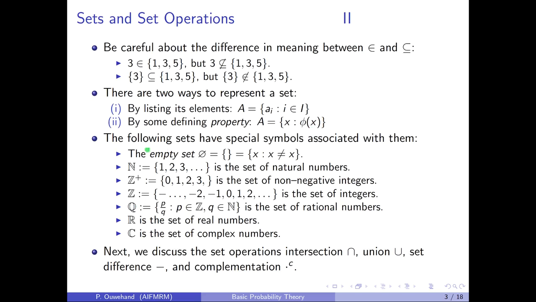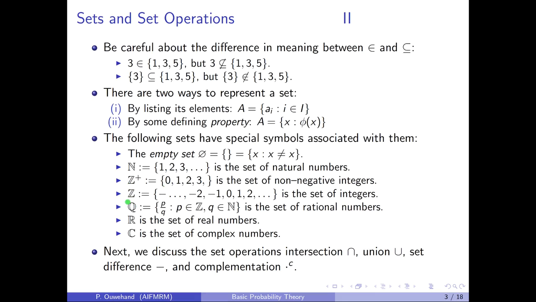I remind you that the following sets have special symbols associated with them. There is the empty set, which can be represented by listing all of its elements. It has no elements. Or by the defining property of being the set of all x which are not equal to themselves. The set N of natural numbers is the set that can be listed as follows: 1, 2, 3, and so on. Z plus is the set of non-negative integers, in other words, the same as the natural numbers, but also 0.